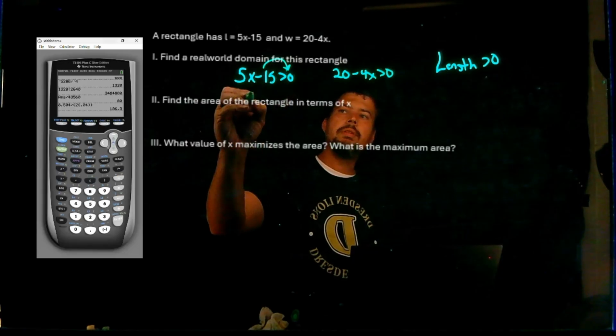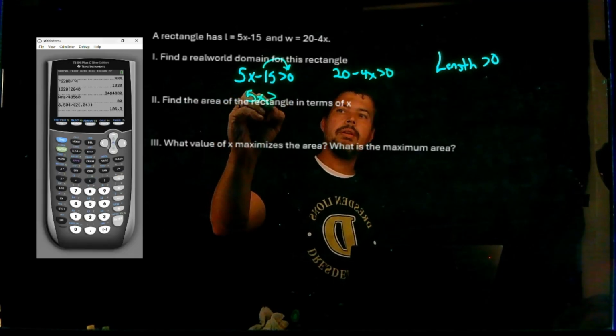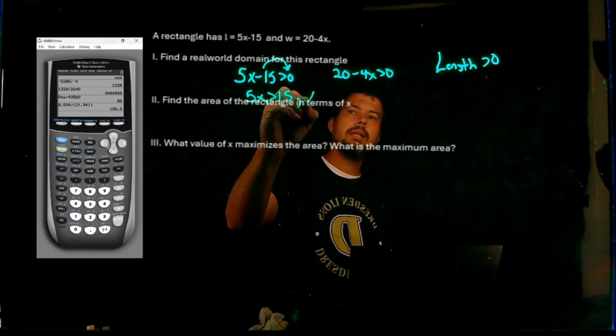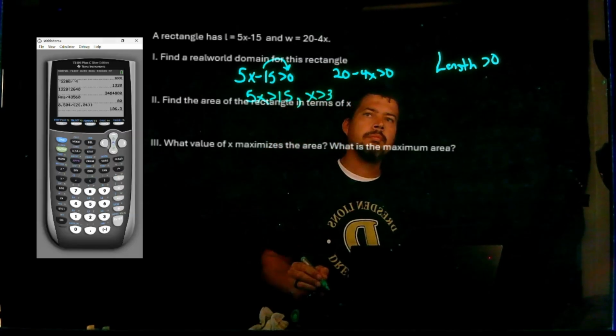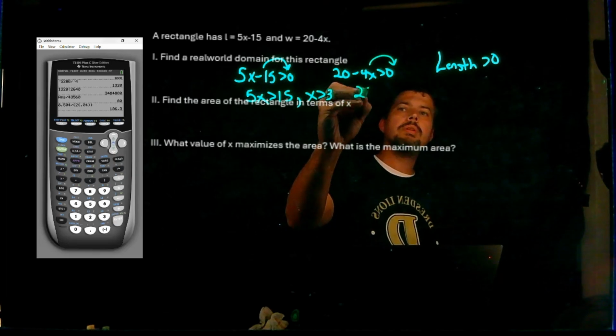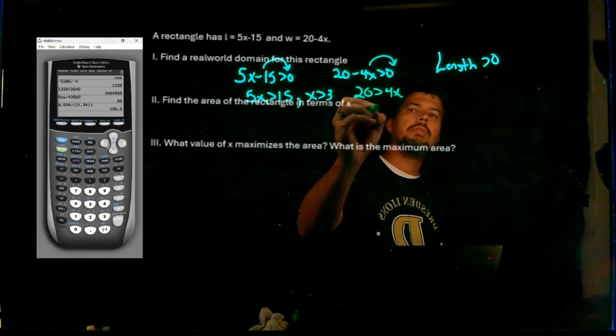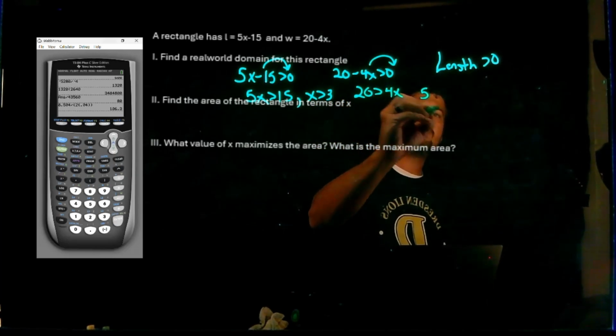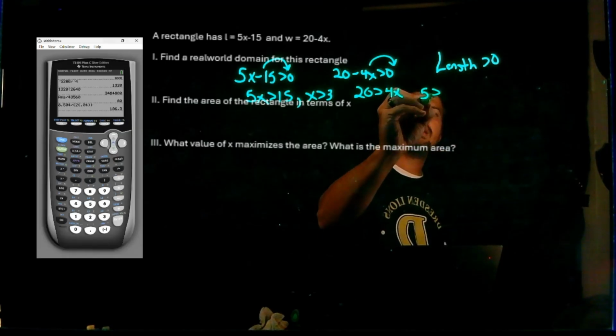So let's add 15 here. 5x is greater than 15, and this tells me that x is greater than 3. I'm going to shift my 4x over here. 20 is greater than 4x. Divide out by 4. It tells me that x has to be less than 5.